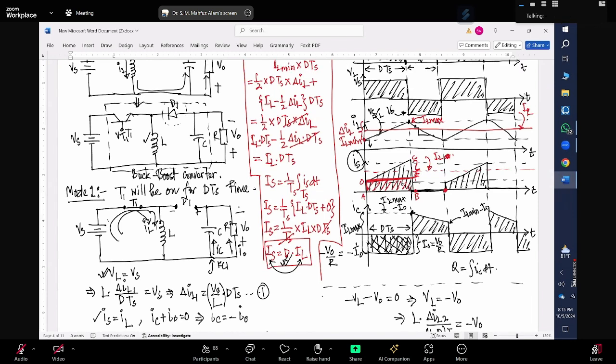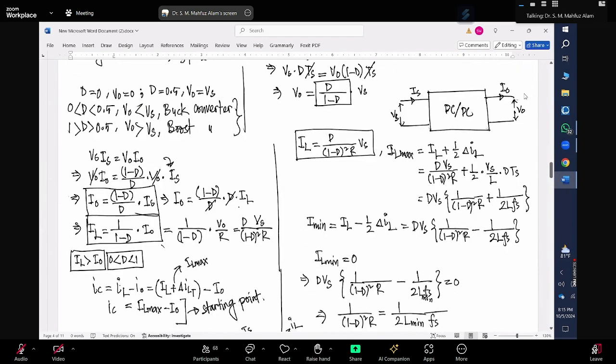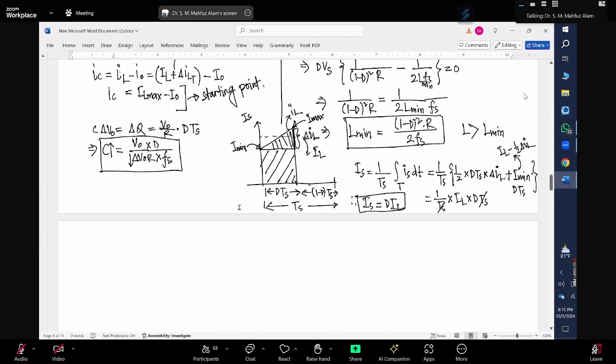You know how to calculate the average value of a signal, right? Do I need to clarify anything else? Anything else?